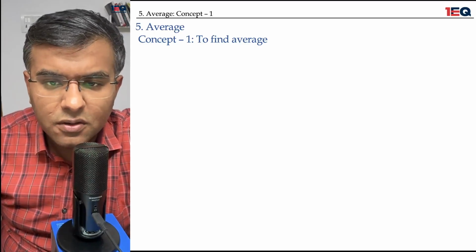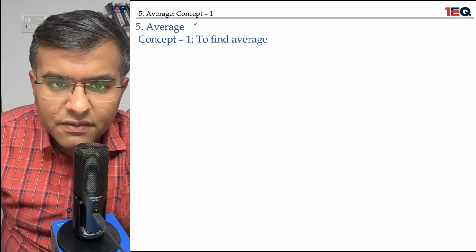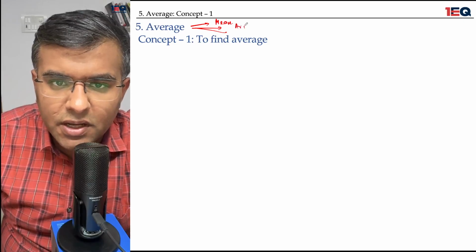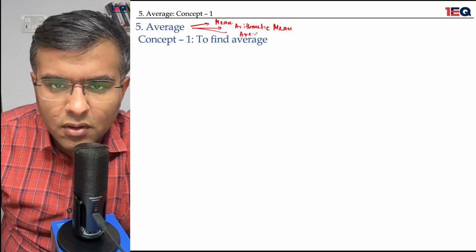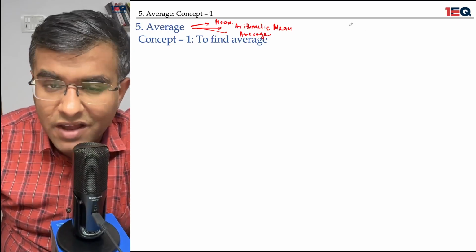So we'll be starting off with chapter number 5, averages. Averages can be called by three different names. The first one being mean, the second one being arithmetic mean, and the third one being average.